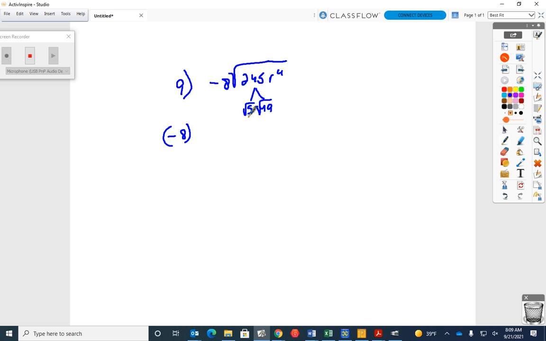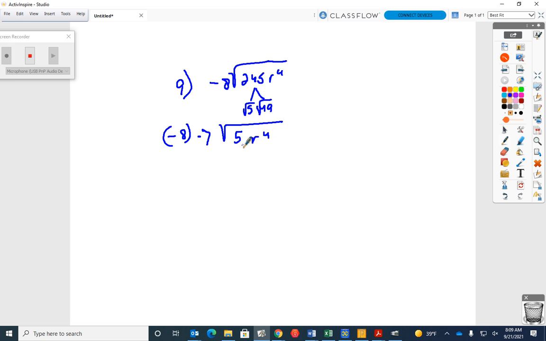Can I go any further with 5? No. Can I go any further with 49? What's the square root of 49? So what goes outside? Times 7. What's the only thing left in there? A 5. And r to the 4th. Okay, so we're done with this number, right?